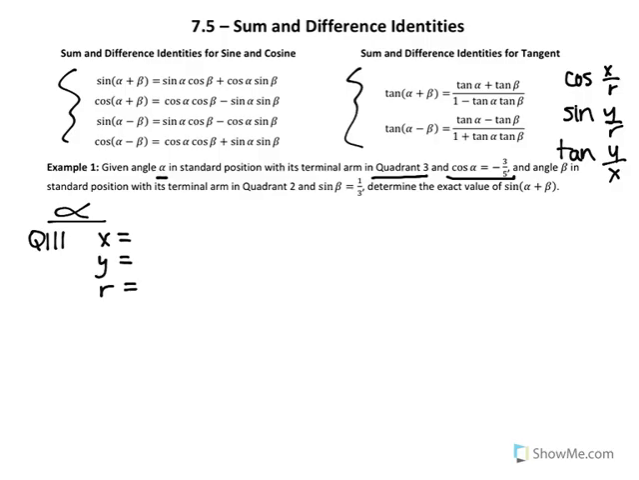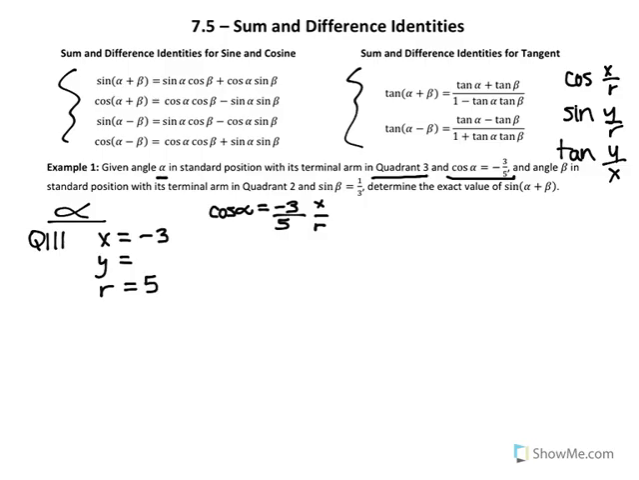Because it's in quadrant 3, our x value is going to be negative, our y value is going to be positive, and our r value is going to be positive. It also tells us that cos of alpha is negative 3 over 5. So that is my x and my r values. We're going to say that x is equal to negative 3 and r is equal to 5.